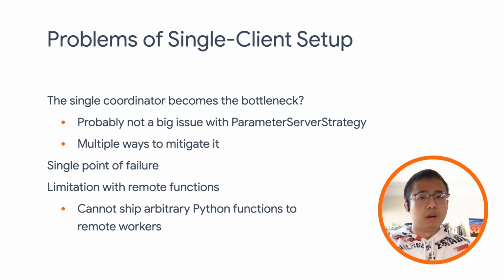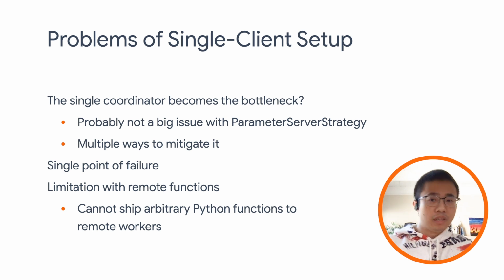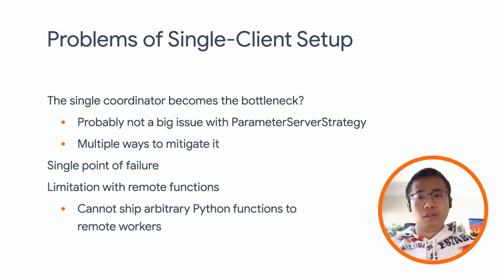There are also problems with the single client setup, which I will not avoid talking about. The coordinator may become a bottleneck when scaling up the number of workers, but this is probably not a big deal for parameter server training because we used to see that when we scale up the number of workers, parameter servers become a bottleneck first. Because if you think about it, you will notice that a variable is also required by all workers in a single step, which has very similar patterns with the coordinator. There are also multiple ways to mitigate it. For example, you can have multiple in-flight requests to mitigate the latency issue.